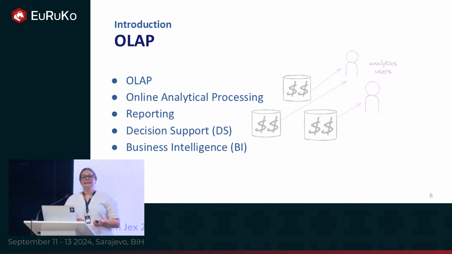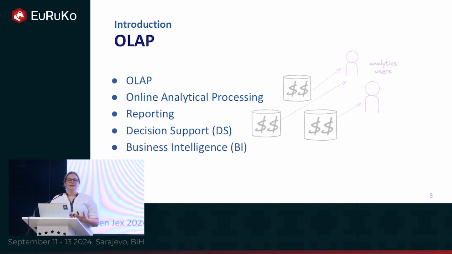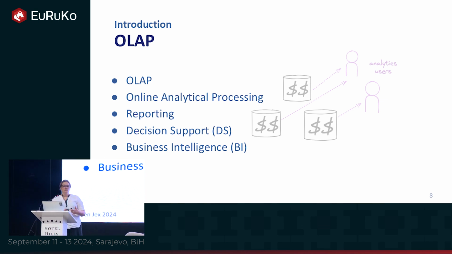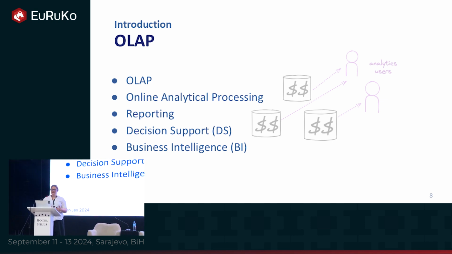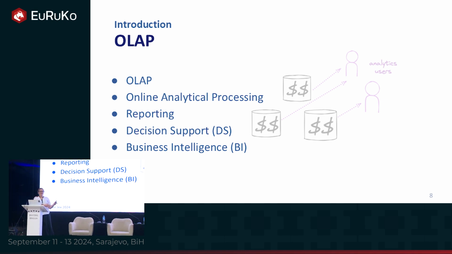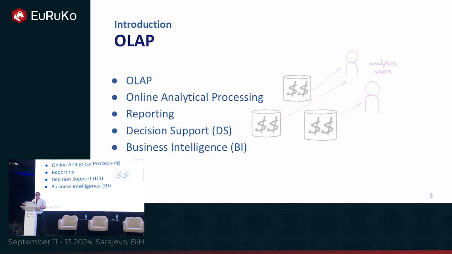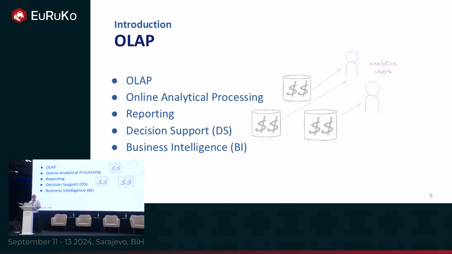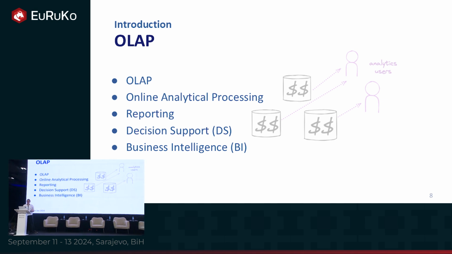So this analytics activity can take various different forms, and it's got lots of different names. You might hear it called OLAP, Online Analytical Processing, Reporting, Decision Support, DS, Business Intelligence, BI. But it's basically any queries, any activities that serve to answer real-world business questions, such as how successful was this marketing campaign, or what would be the impact on our carbon emissions of performing this action over this one.